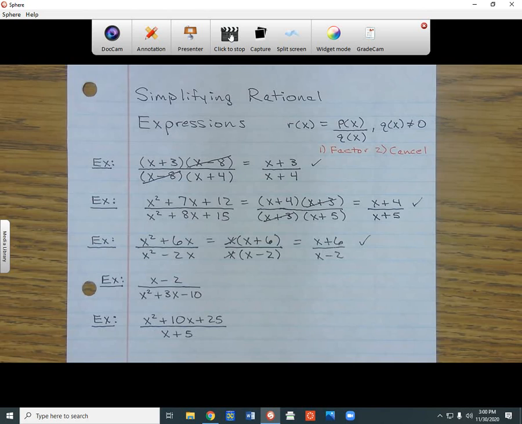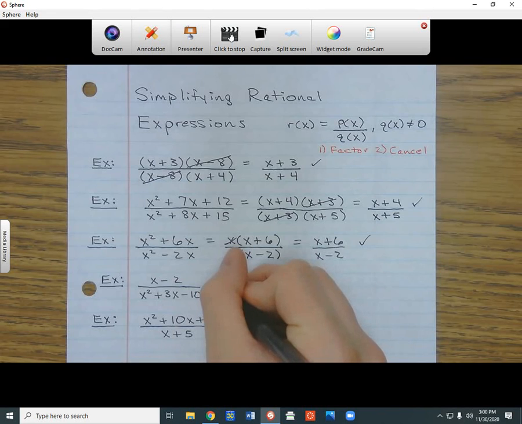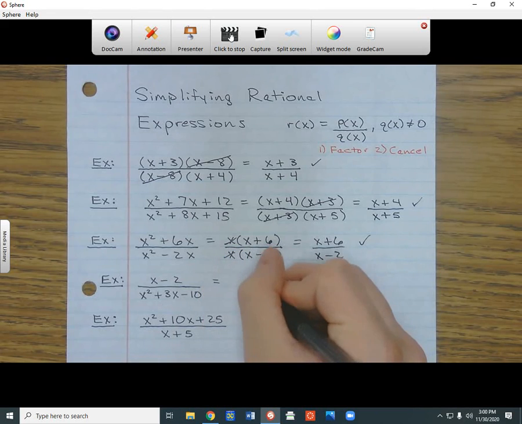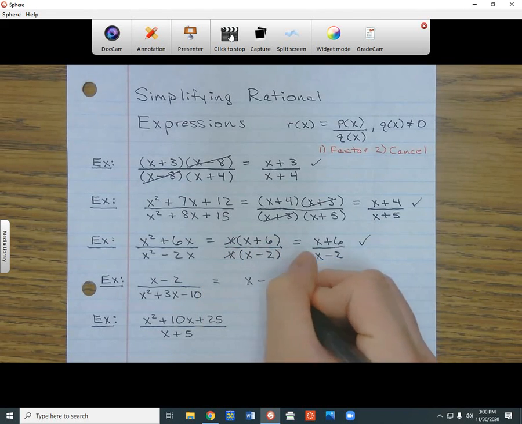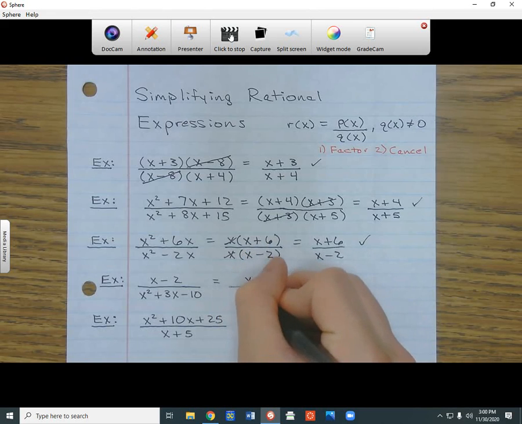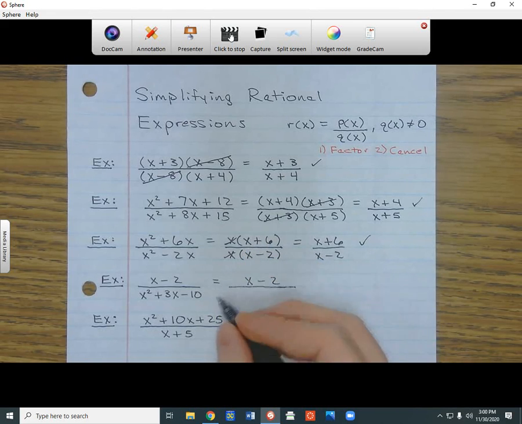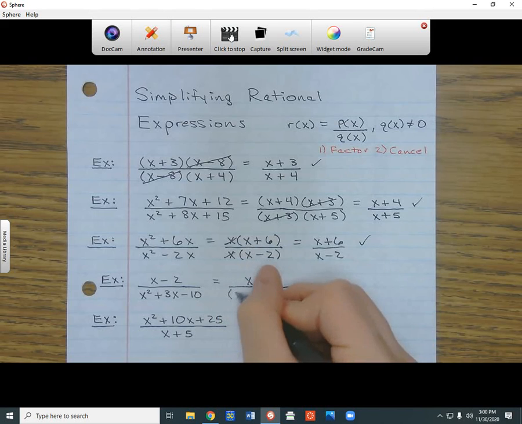I've got x minus 2 on the top. I can't factor that any, so I'm going to leave that the way it is. But the bottom can be factored. Notice that I have to find two numbers that multiply to negative 10, but also add up to a positive 3. So I'm going to be using some kind of 5 and some kind of 2. Well, the top is going to remain the same because I can't factor this, but on the bottom, this could turn into x plus 5 and x minus 2.